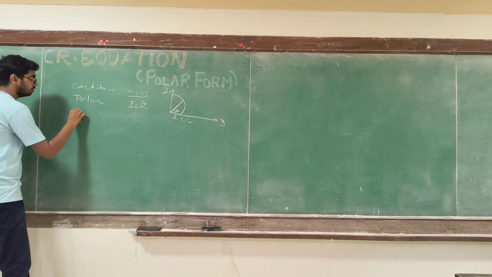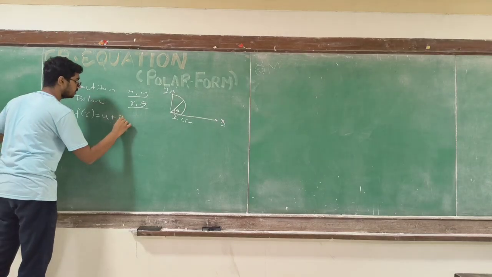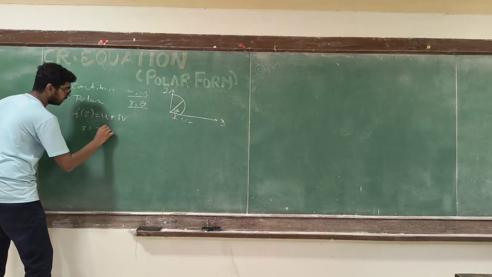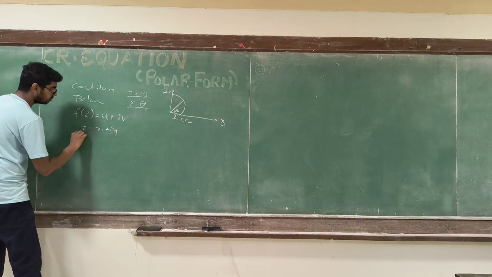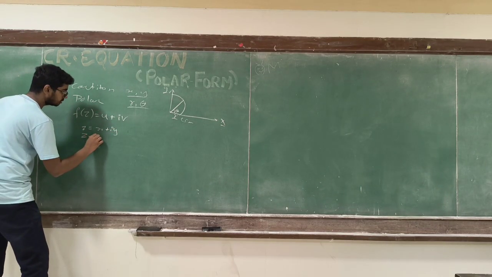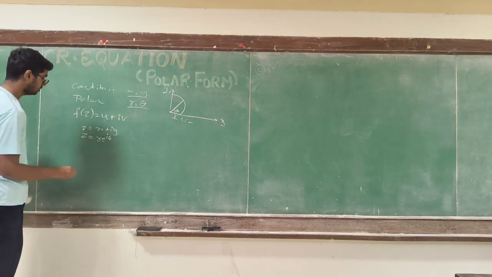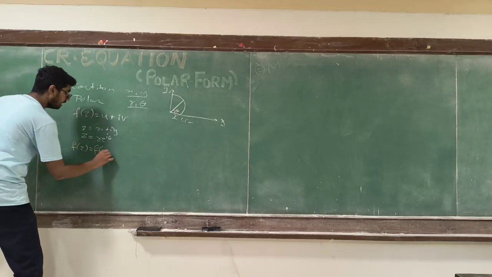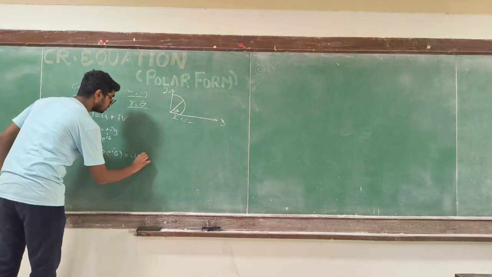Similarly, in complex form, first of all let's consider a complex function that is u plus iv. So in Cartesian form we have z equals x plus iy, and in the similar case of polar form we have r e raised to power i theta, right? Now this f of z will be equal to f of r e raised to power i theta, equal to u plus i v.